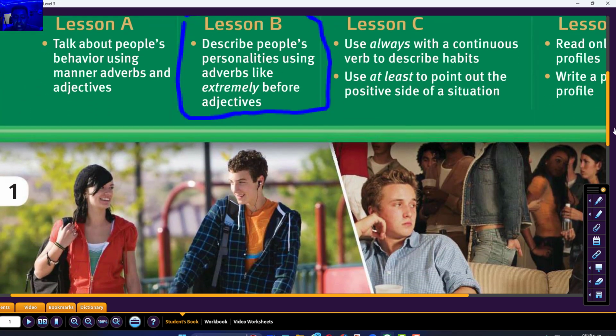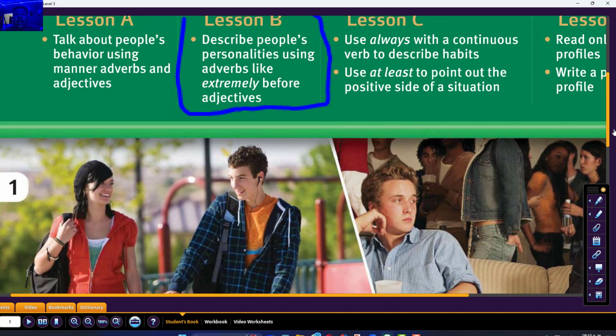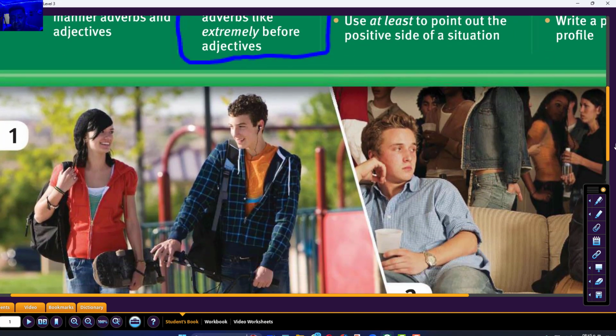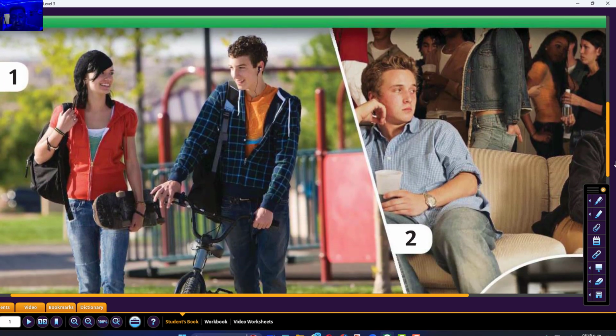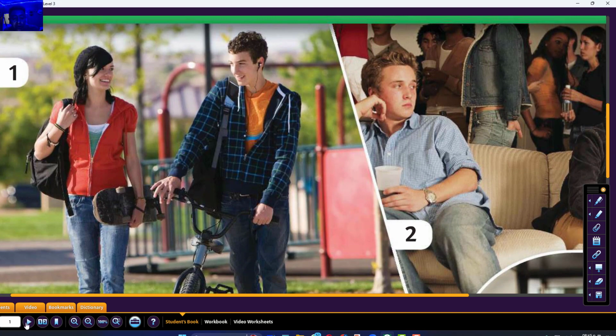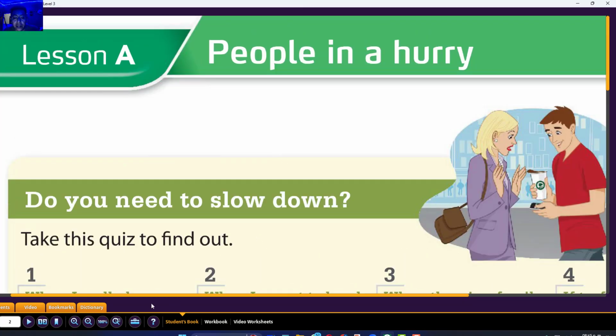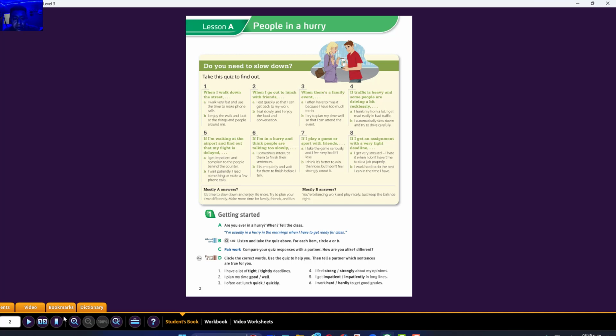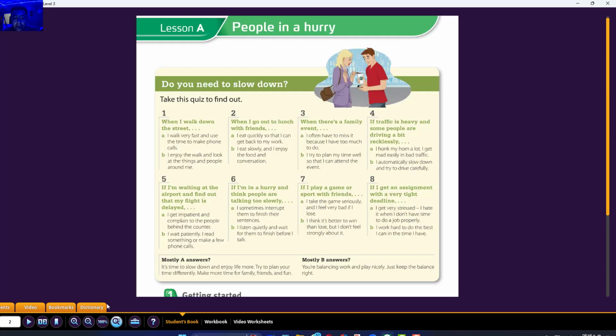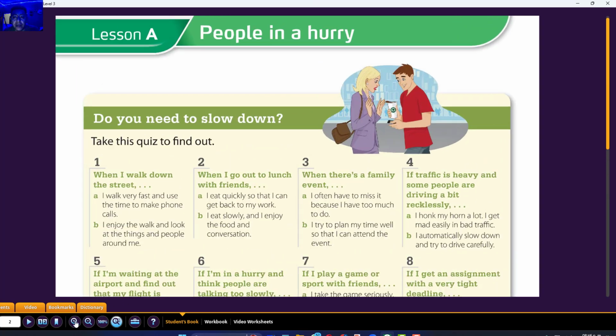It's gonna be short, it's gonna be precise, so I hope you understand it. I hope you can follow up, right? So let's go straight to the point, and we're gonna start with this. And this part we can see that the lesson is people in a hurry. Okay, that's the name of the lesson.